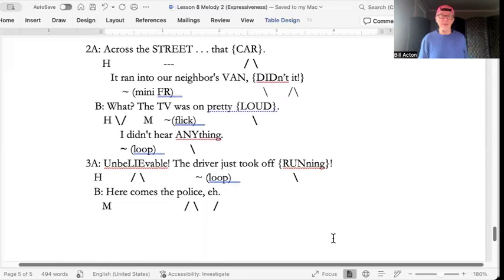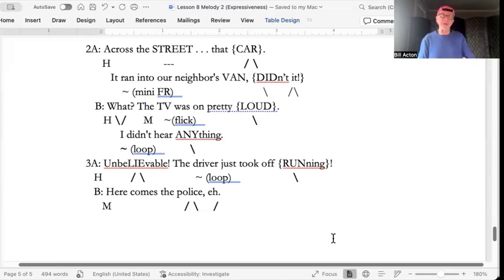Okay. And then 3A. So the first sentence, unbelievable. It's high key, unbelievable. Now we're going to do the loop again up here. We got a fall at the end. So the driver just took off running. Now let me do that without the loop. Driver just took off running. Put the loop in. The driver just took off running. See that? It really brings the driver to our attention a little more. Kind of what that does.